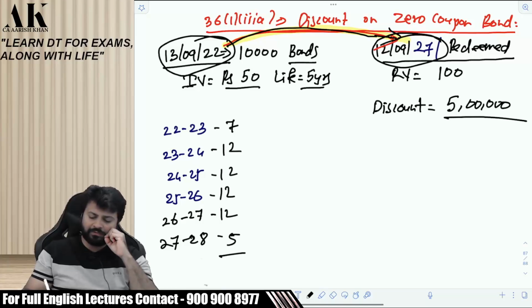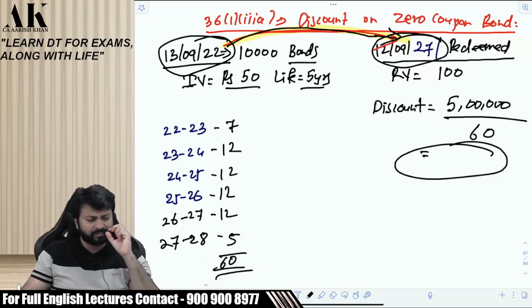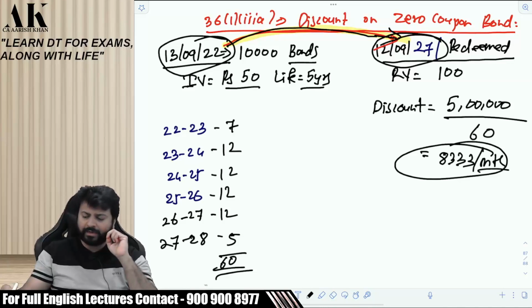5 months. Total if you do, it will come to 60 months only. You will divide by 60. Somebody please divide how much it comes to. 8,000 something it will come. Okay. This is per month deduction.